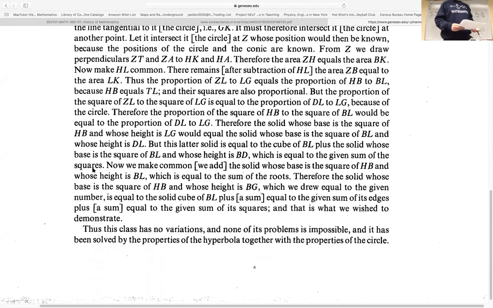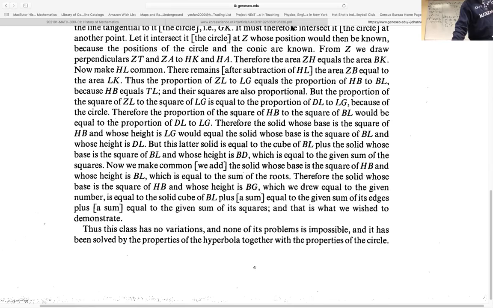All right. Now we make common. And I think our translator is kind of double translating, so he's translating from Arabic, and then we are translating from the translation to something that's familiar to us. We add the solid whose base is the square of HB and whose height is BL to both sides. So we have over here HB squared times LG, and we are adding the solid whose base is HB squared. Okay, good, that's comforting, it's the same kind of thing, times BL. And on the right-hand side, we have x cubed plus x squared A plus HB squared BL. So he's adding that to both sides.